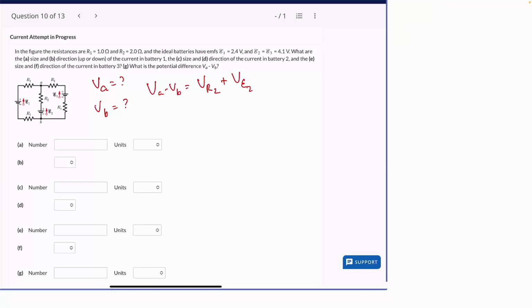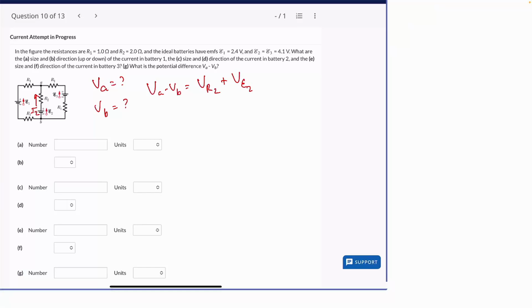Do we know the current in that branch? Is that something they made you find? Yeah. What is the size and direction of the current in battery 2? So we know what the current is right here. Is this too small for you guys to see? It's pretty small, isn't it? Okay, I'll try and fix that next time.